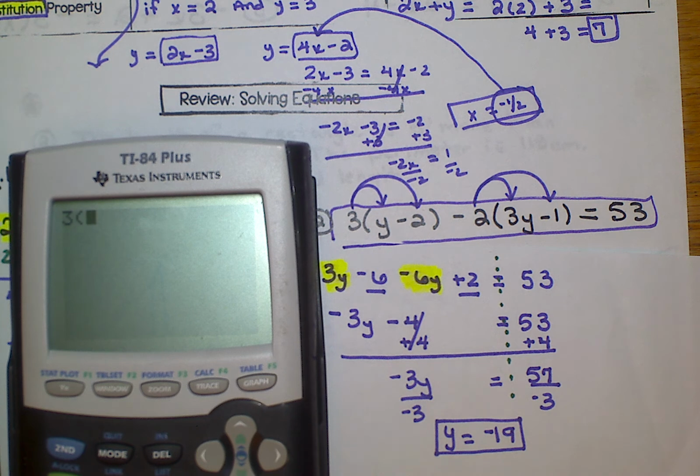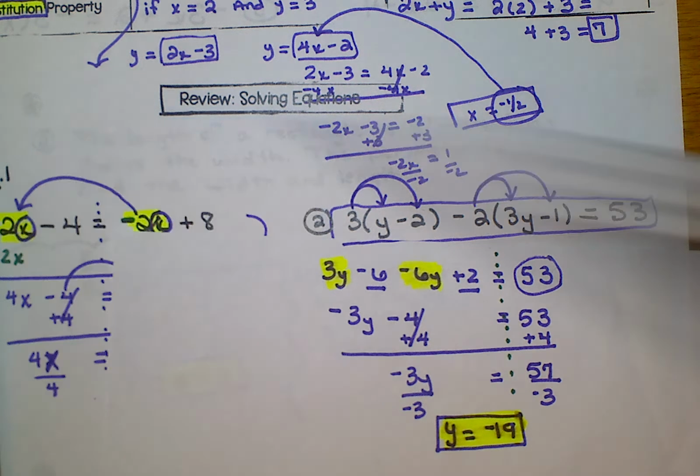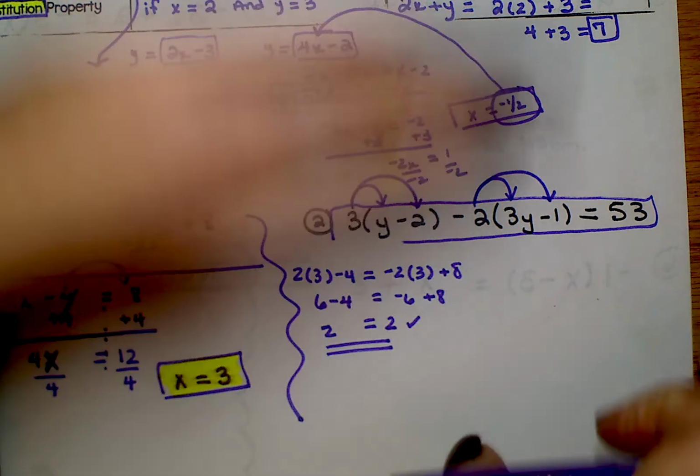So I'm going to do 3 parentheses, negative 19 minus 2, and I'm going to close that. I can type all this in the calculator like we did with order of operations. Then I'm going to do -2 parentheses 3 times -19, and then -1 and close the parentheses. Notice that I should get out that 53, and since I did, I know -19 would be my answer, so this would be the answer that I would choose. Always check these because that will ensure your accuracy.